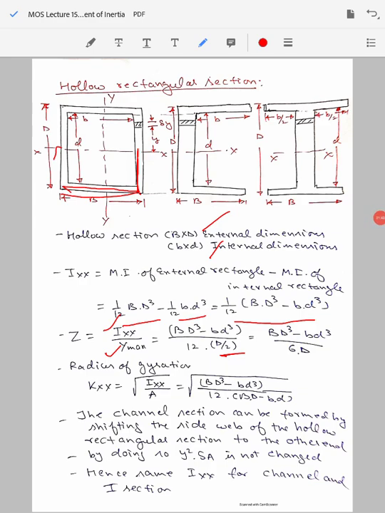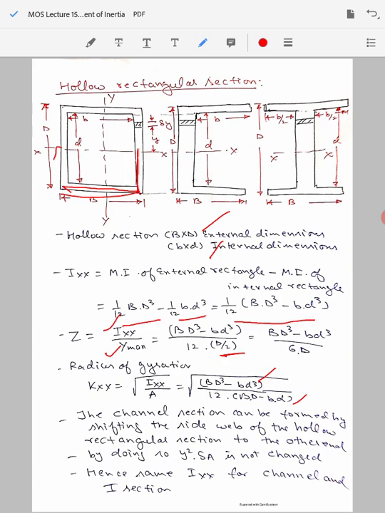You can also calculate the radius of gyration, and for that you need to take the square root of Ixx by A. You already have the value of Ixx. The area of cross section for this hollow section will be capital BD minus small bd. So that will be the area of cross section. In this way we can calculate the section modulus or the moment of inertia for a hollow section also.